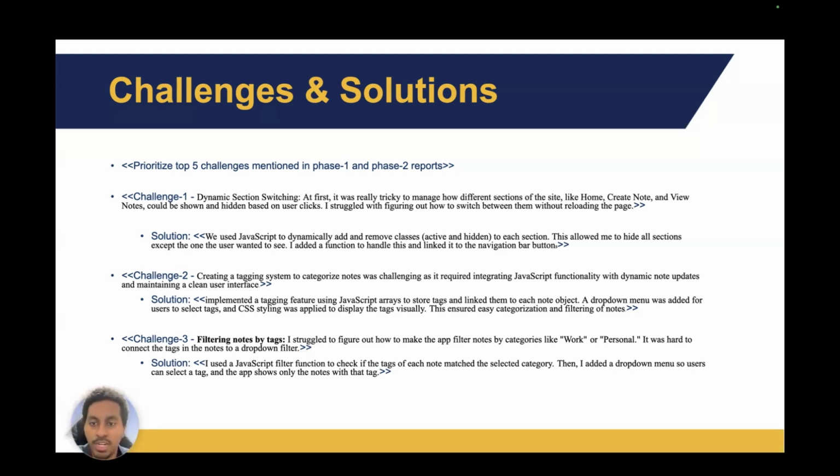First one was the dynamic section switching. Basically, when the user pressed on a button to look at the page, it would refresh it and it would take a little bit too long. And what we wanted was a smooth transition. The way we were able to do that was we used JavaScript to dynamically add and remove classes, both active and hidden, to each section, so the user can only see the page that they clicked on.